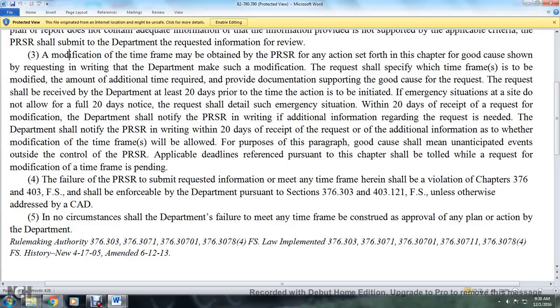Rulemaking Authority 376.303, 376.3071, 376.30701, 376.30784, Florida Statutes. Law implemented 376.303, 376.3071, 376.30701, 376.30711, 376.30784, Florida Statutes. History: New April 17, 2005, amended June 12, 2013.